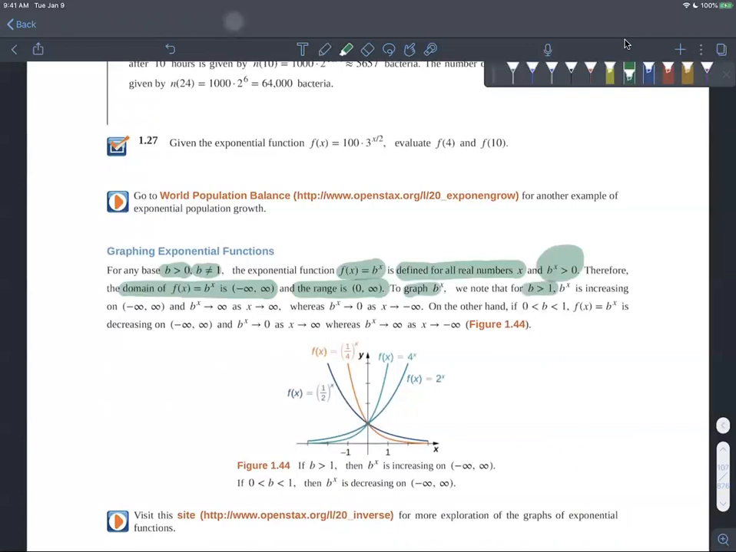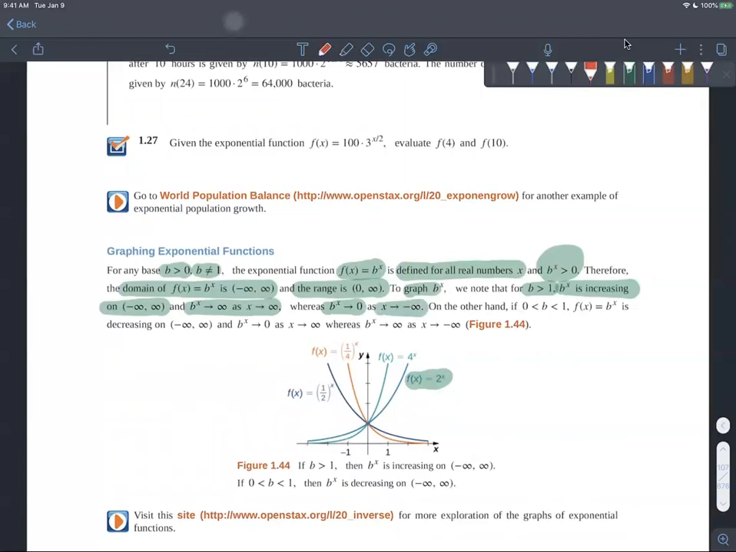Okay, so to graph b to the x, we note that for b greater than 1, we're going to split this up into two cases. When the base is greater than 1, like in this case here, f of x equals 2 to the x, it turns out that b to the x is increasing on the entire interval from negative infinity to positive infinity, and b to the x goes to infinity as x goes to infinity, whereas b to the x goes to 0 as x goes to negative infinity.